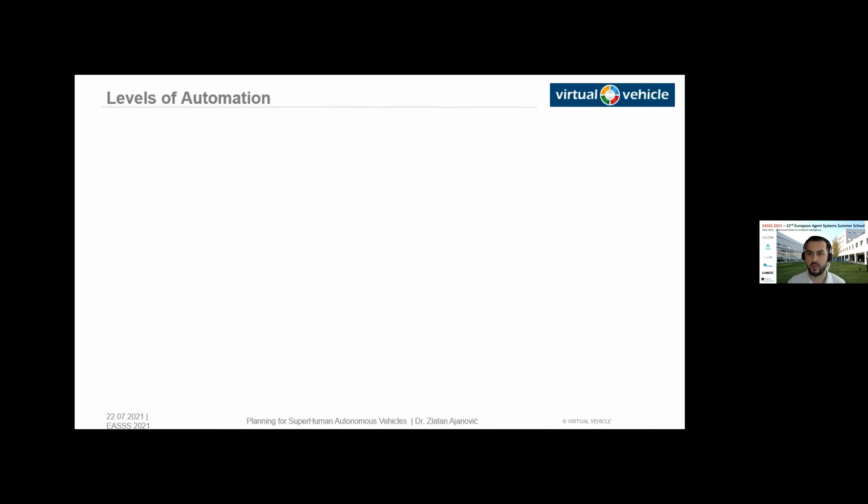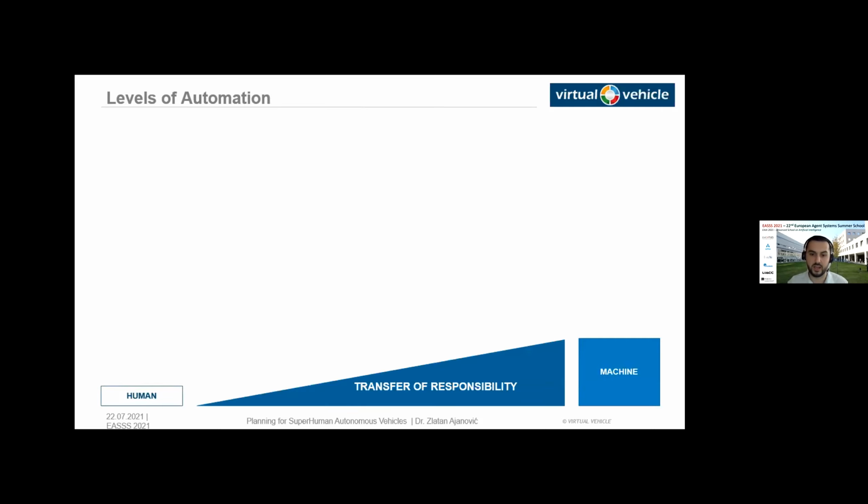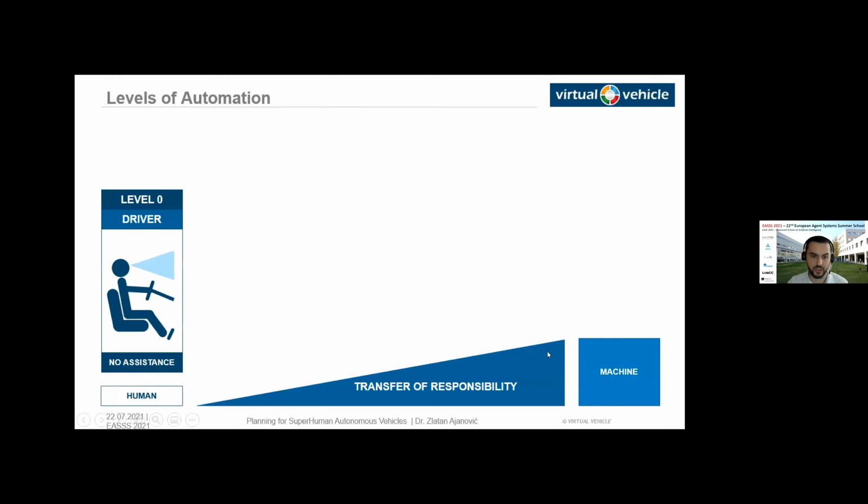To make this topic a bit clearer, there is a lot in the news and everywhere mentioning autonomous vehicles, automated driving, and so on. There is one clear distinction between the levels of automation in this aspect. If we have a human on one side and a machine on the other side, we have some kind of transfer of responsibility from human to machine.